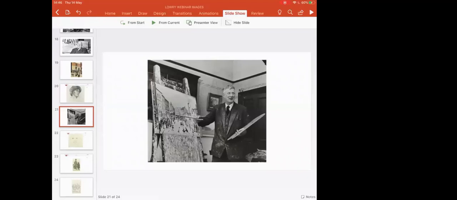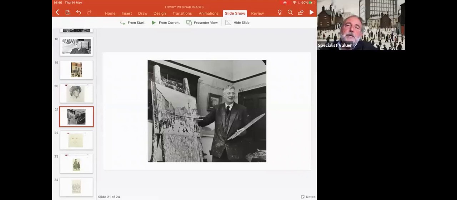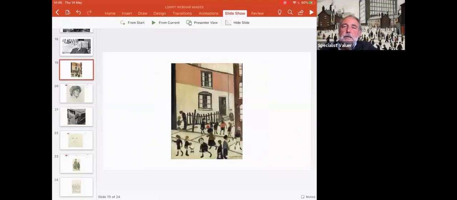Jonathan, we have to broach the subject, I suppose, of values and how they have changed since his death, and the way in which modern interpretation looks at Lowry's values. What would you say about that? Well, can we skip back to 19? That's the court. Sure, yes. If you take that as an example, in 2000, the estimate there was 60 to 100,000.